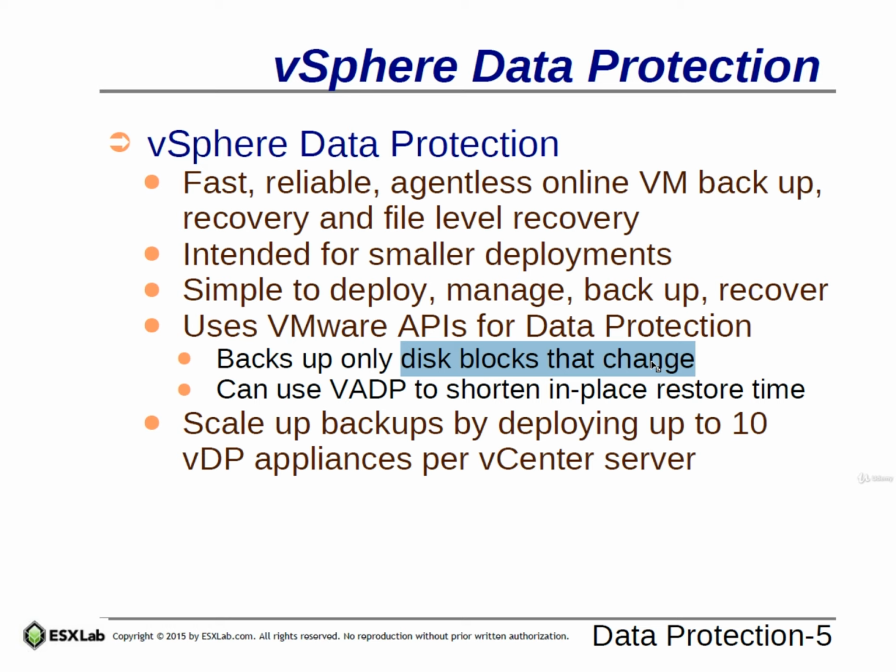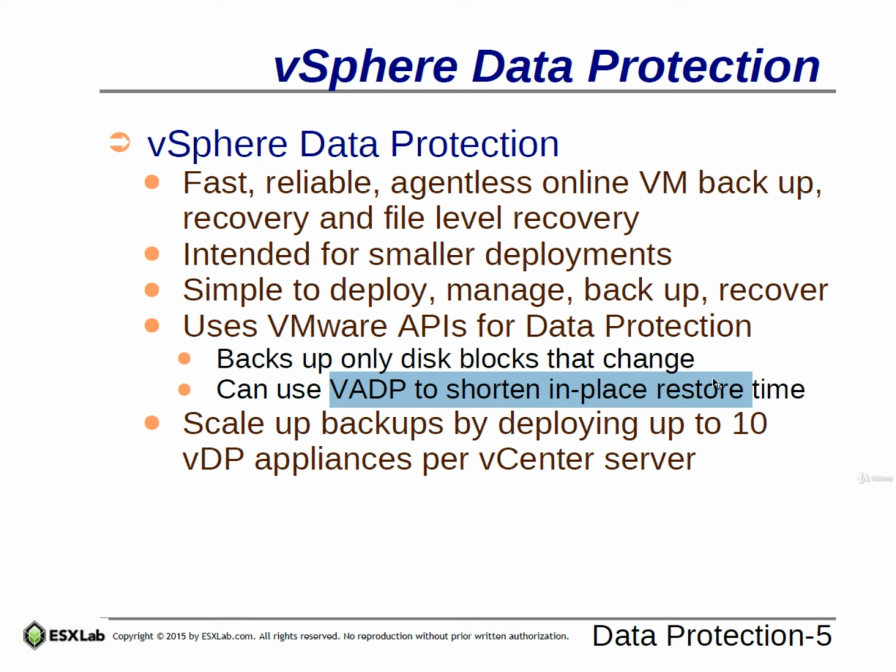Now, VMware APIs for data protection significantly shorten the backup and restore times, especially if you do an in-place restore, because what it'll do is it'll basically say, well, I only need the disk blocks that don't match what's in the backup repository. So this would be a great way for you to quickly repair a damaged VM back to the known good state that the VM was in when it was last backed up.